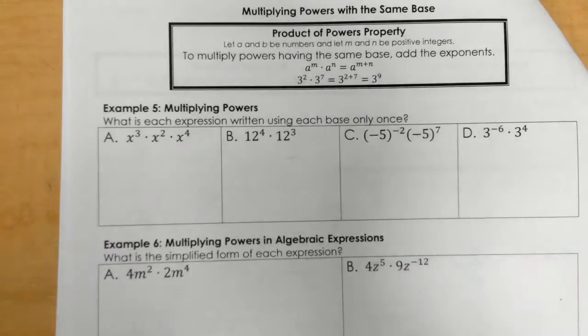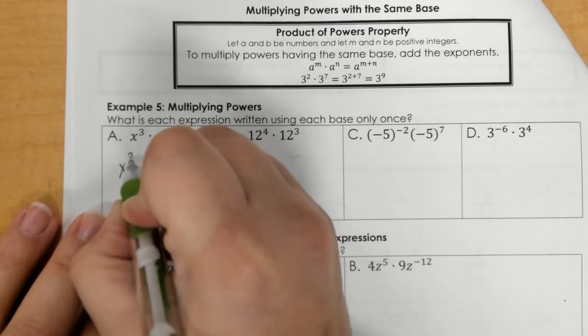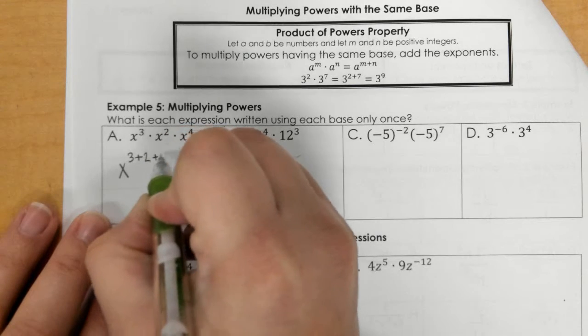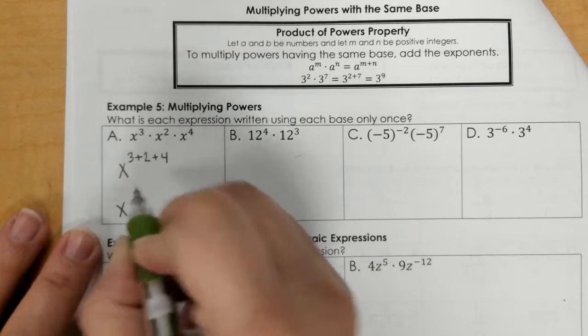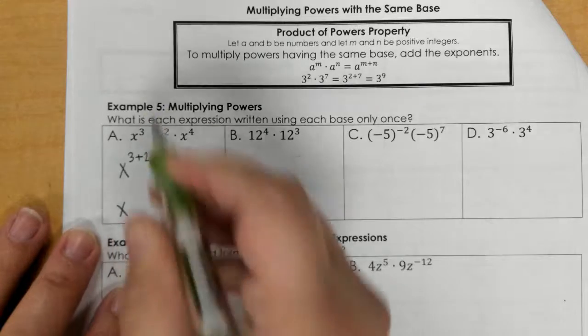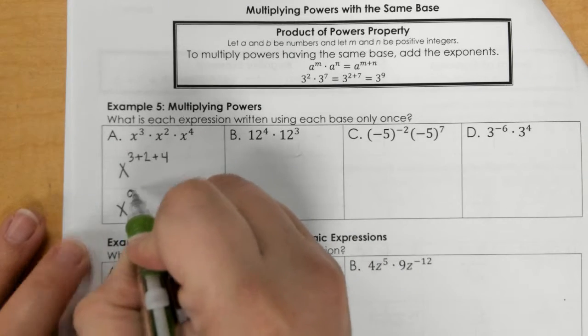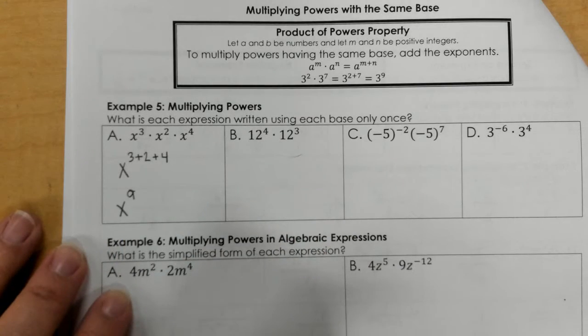To multiply powers having the same base, add the exponents. And if you were to show work, it would look something like this. If we add those, 3 and 2 make 5, and 5 and 4 make 9. So this would be our solution, x to the 9th power.